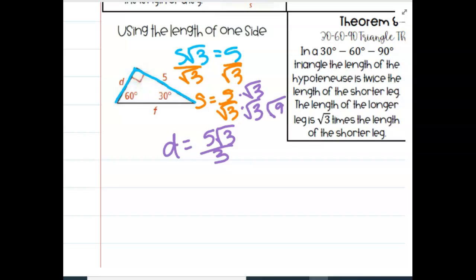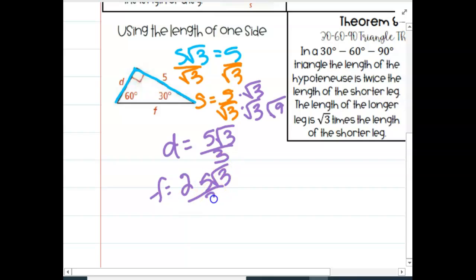Now the other thing I need to find is F. To find F in a 30, 60, 90 triangle, once you find the shorter leg, the hypotenuse is always going to be twice that. So to find F, to find the hypotenuse, you are going to take 2 times 5 square root of 3 over 3. Remember those rules.